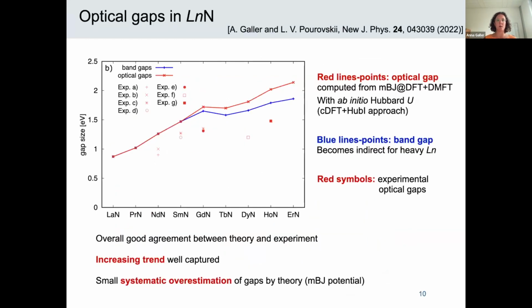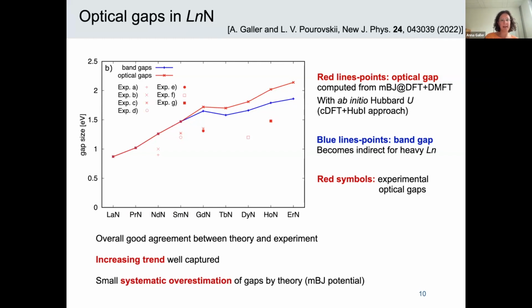And actually that's all I wanted to, no, there are still the optical gaps for the mononitrides. So here, what you can see in this plot is the gap size in the series of these rare earth mononitrides. In red, you have the computed optical gap, and in blue, it's the band gap. So as I told you, for the heavy rare earth mononitrides, the band gap becomes indirect, so it's slightly smaller than the optical gap.